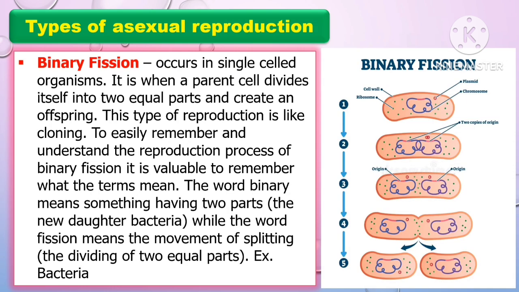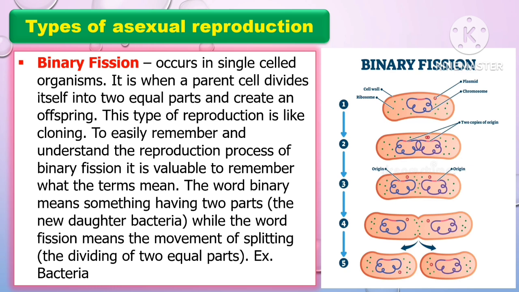The following are the types of asexual reproduction. The first one is the binary fission. It occurs in single-celled organisms. It is when a parent cell divides itself into two equal parts and creates an offspring. This type of reproduction is like cloning.